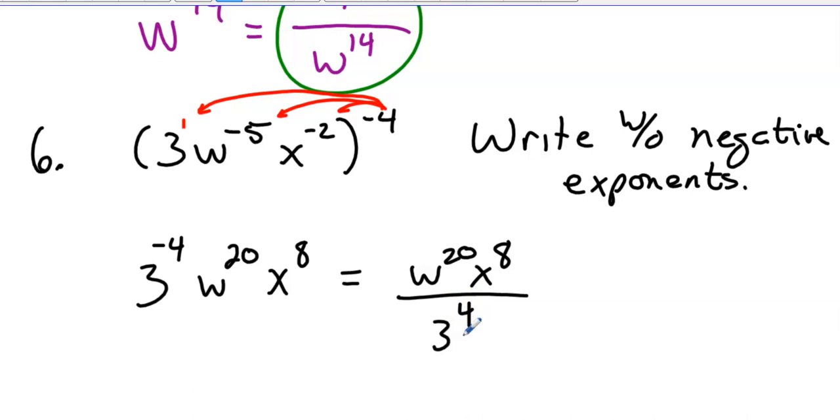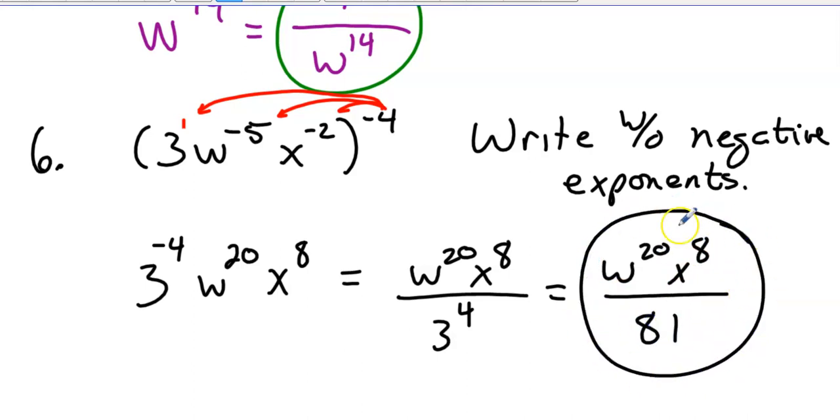And from there, they should make you go one more step. Now that the negative exponent is gone, go ahead and do 3 to the 4th power. So 3 times 3 is 9, 9 times 3 is 27, 27 times 3 would be 81. So that would be w to the 20, x to the 8 on top, and then 81 in the denominator.